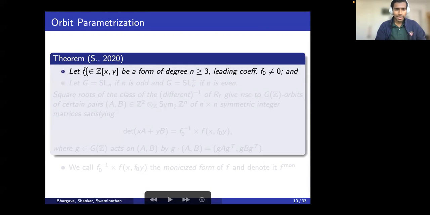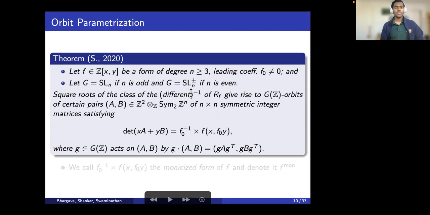So for this, let f be an integral binary form of degree n at least 3 with leading coefficient f_0 not equal to 0. And let G be the group SL_n if n is odd and SL_n^± if n is even. So SL_n^± here is just the group of matrices of determinant plus or minus 1.